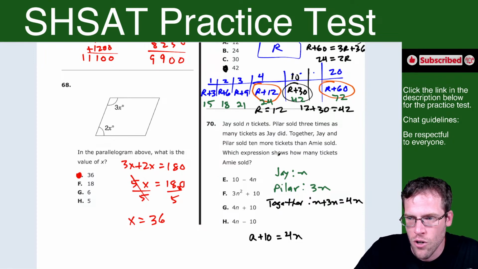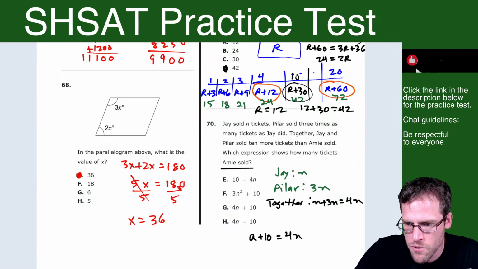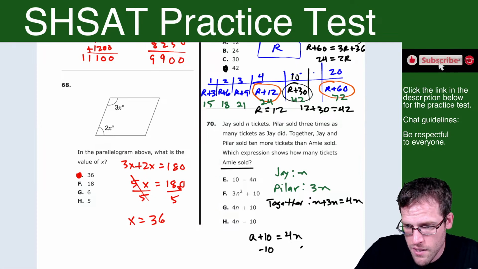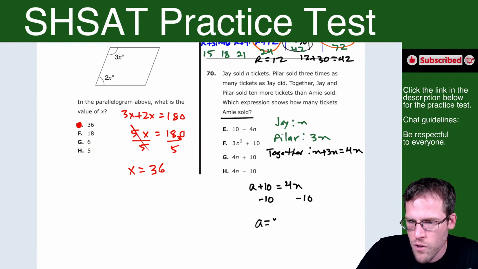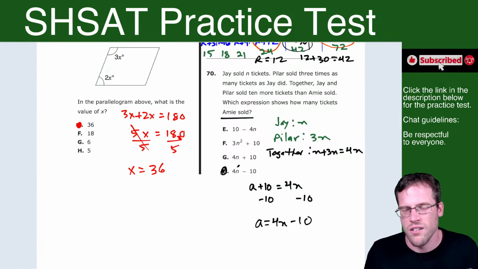But they want us to know which expression shows how many tickets Amy sold. So we have to do minus 10 here to solve for Amy. So Amy would be 4N minus 10. Would be choice H.